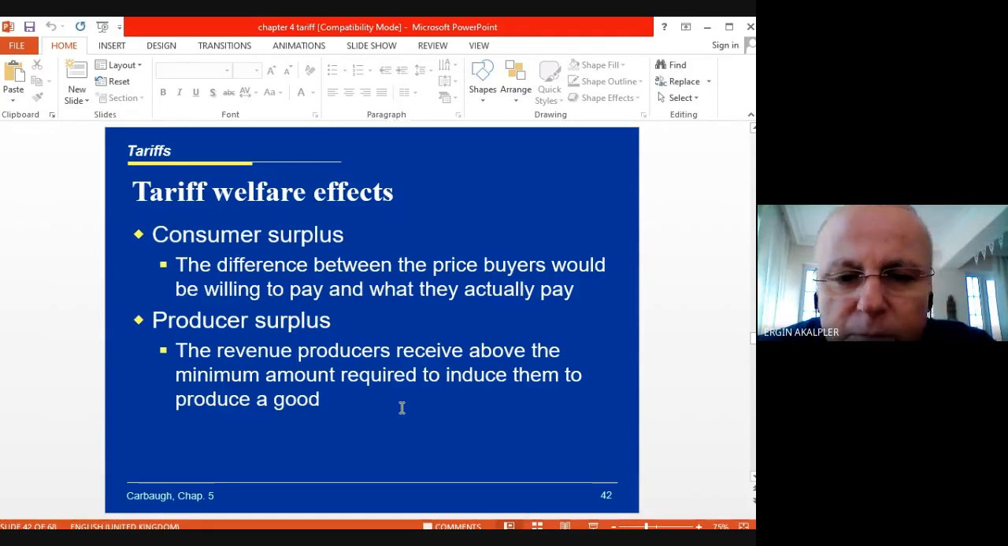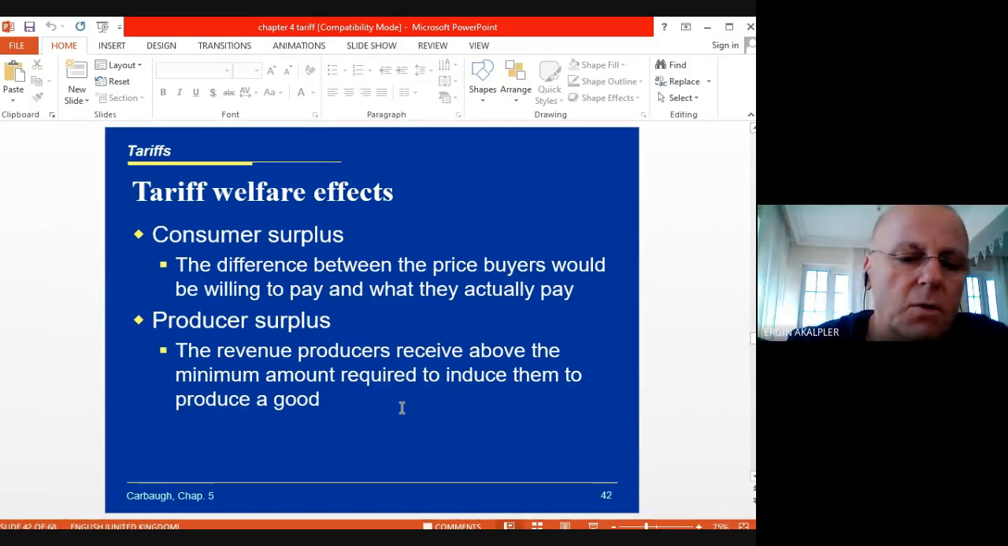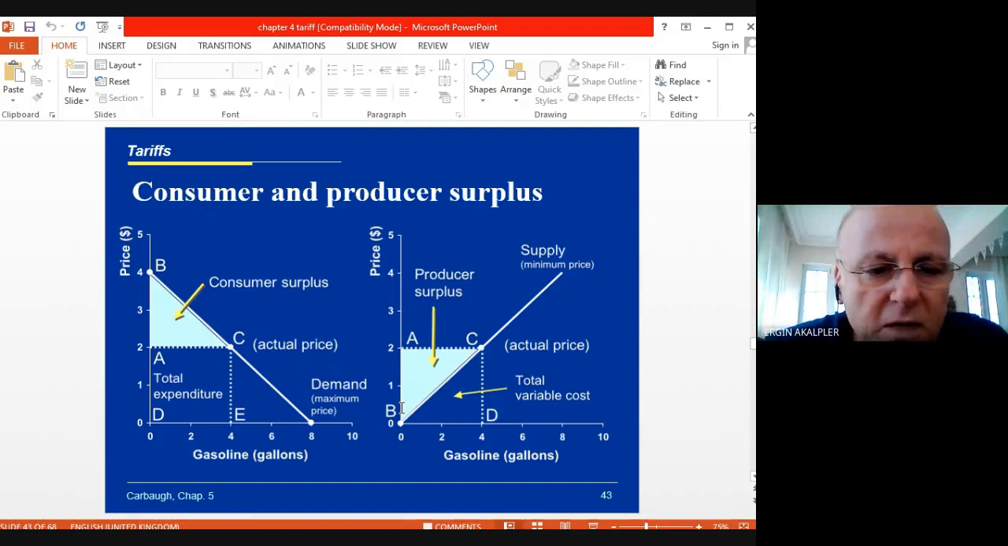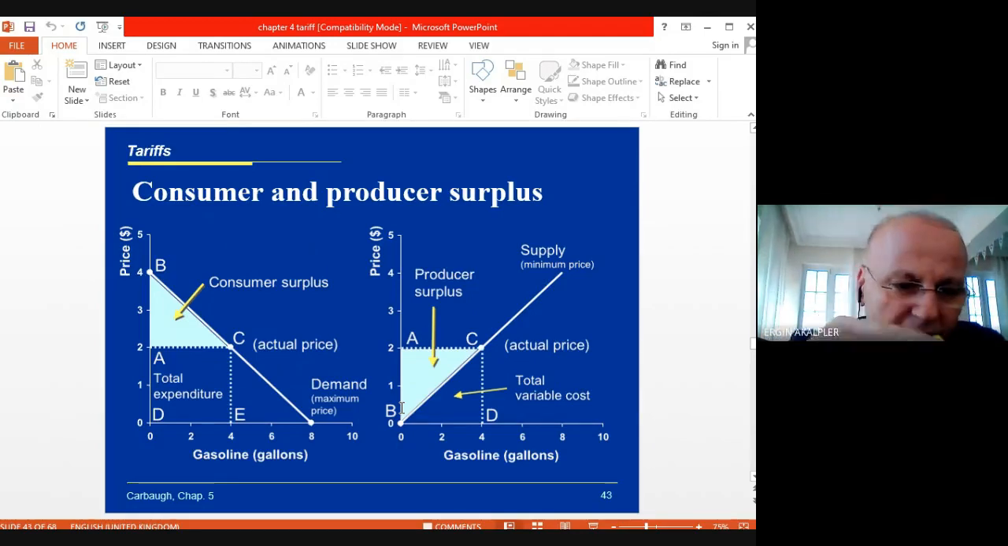Consumer surplus is the difference between the price buyers would be willing to pay and what they actually pay. Producer surplus is the revenue producers receive above the minimum amount required to induce them to produce a good. As you are observing here, consumer surplus is this right-angled triangle, and as it enlarges towards the origin, it increases the welfare. And as it increases up towards B, this reduces the welfare of the consumer.